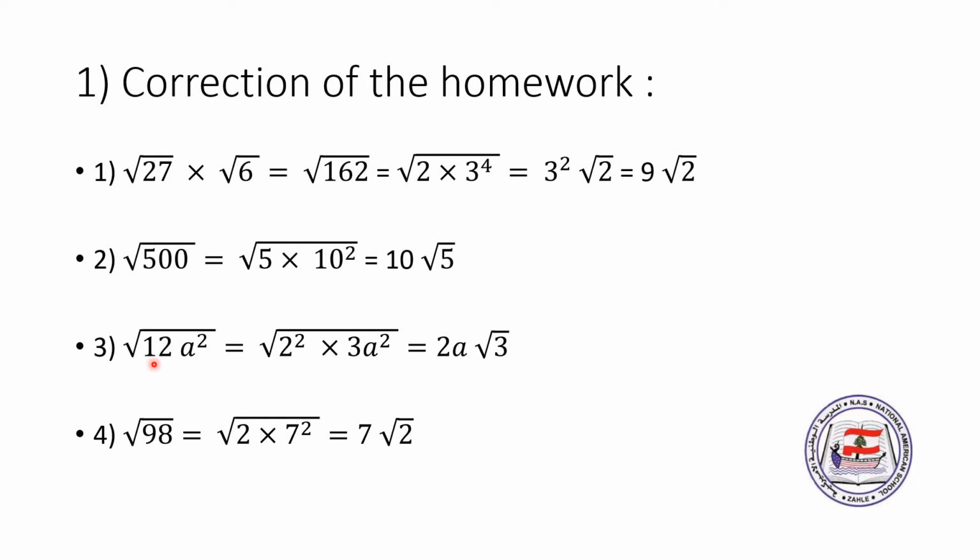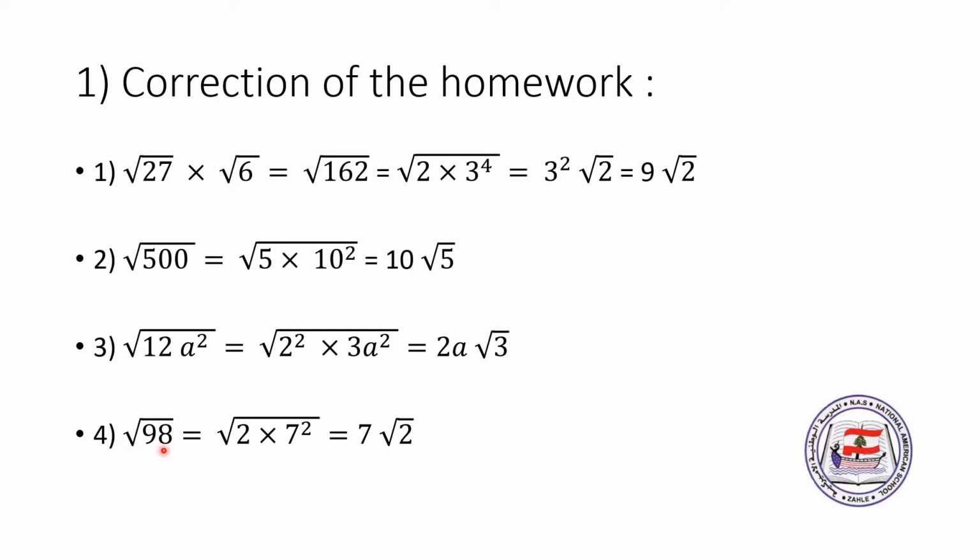And number 3, square root of 12a to the power of 2. After writing the product of prime factors forming 12, it will be the square root of 2 to the power of 2 times 3 times a square. Reducing the bases with even powers, we will get 2a square root of 3.